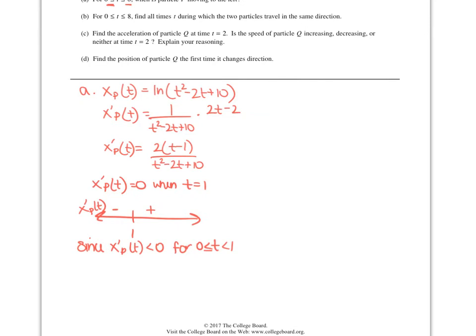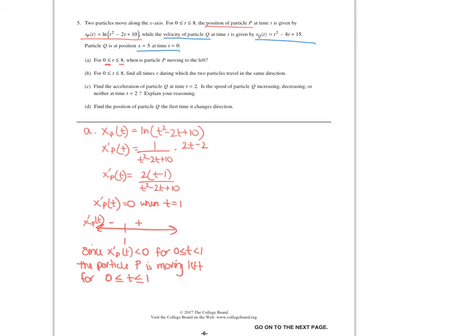So since this is true, the particle P is moving left. Okay, so that's part A.